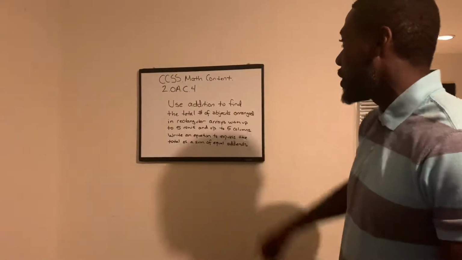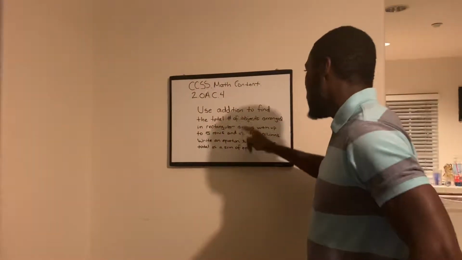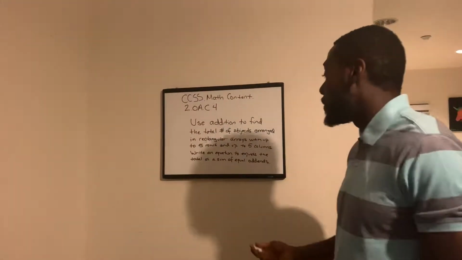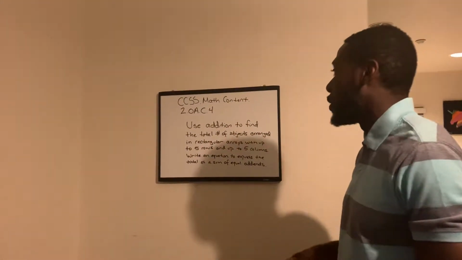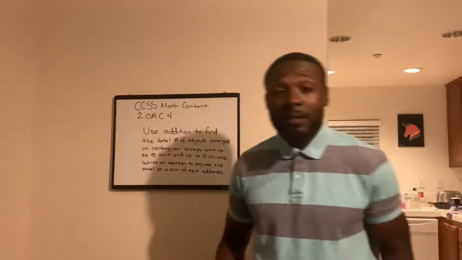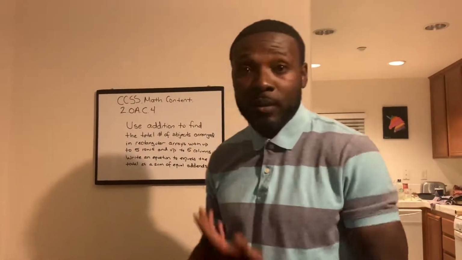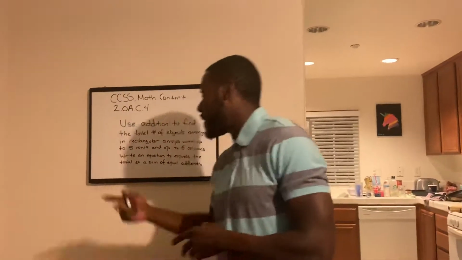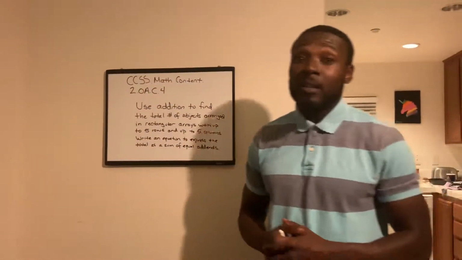And today we're going to use addition to find the total number of objects arranged in rectangular arrays with up to 5 rows and up to 5 columns, okay? And then we're gonna learn how to write equations to express the total as a sum of addends, okay? And after we go over the addends and how to do that, I'm gonna actually go into multiplication just a little bit. I know it's not really a second grade standard, but I wanna actually show how arrays can be used to multiply as well, okay?